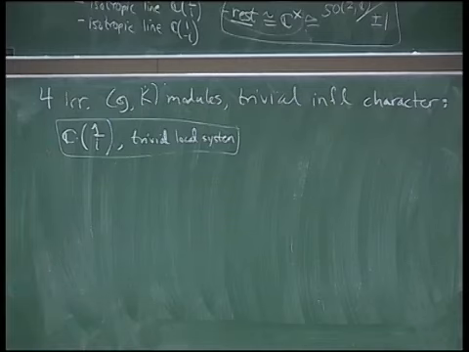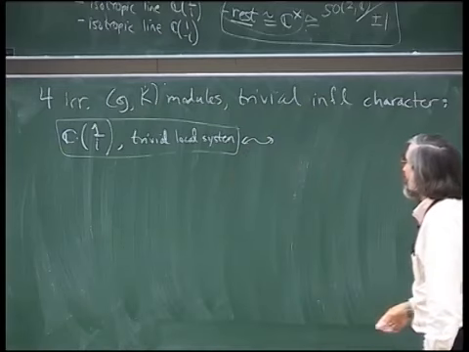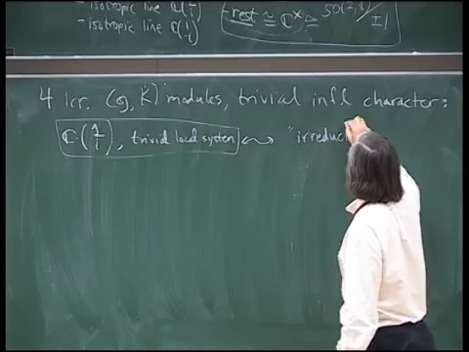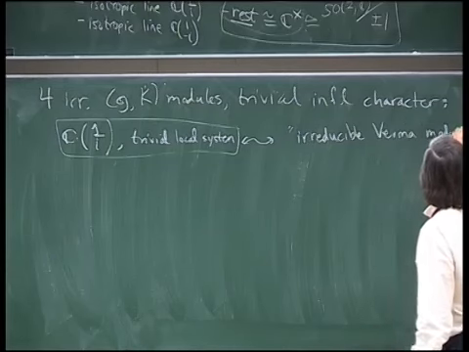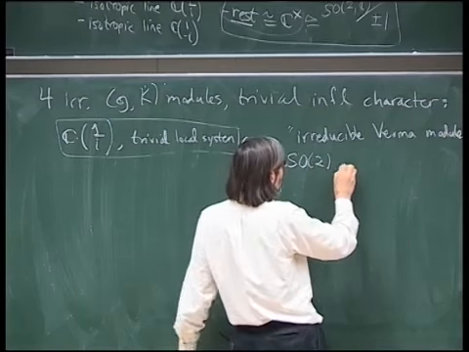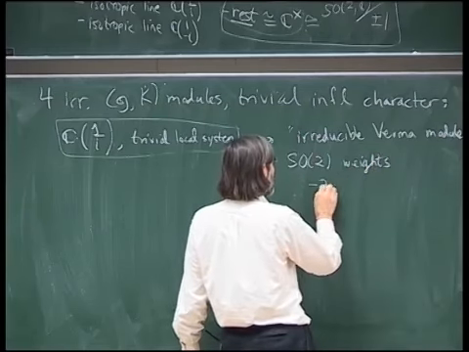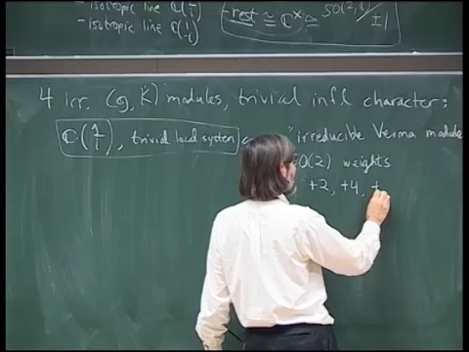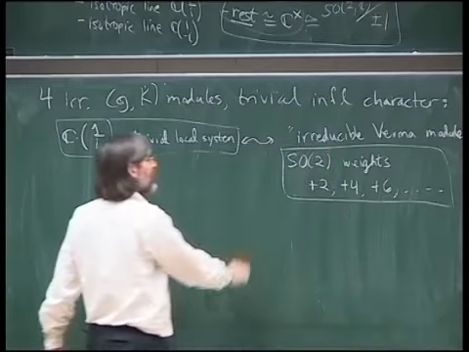And this corresponds in some sense to an irreducible Verma module, which has SO2 weights, what are they, -2, -4, well, let me make it +2, +4, +6, like that.